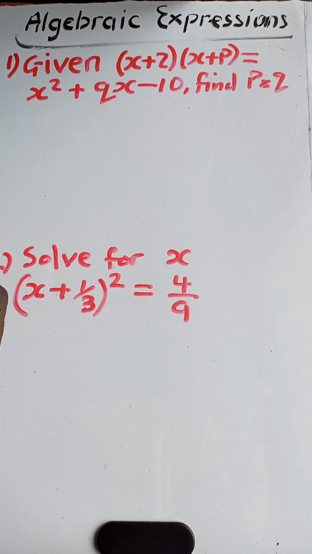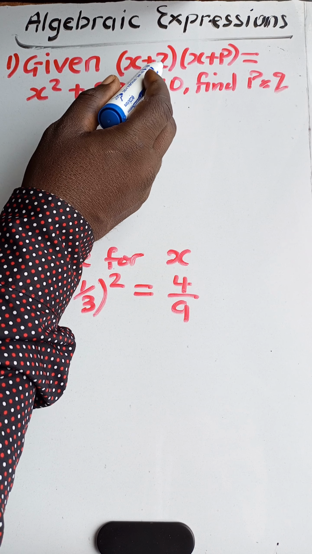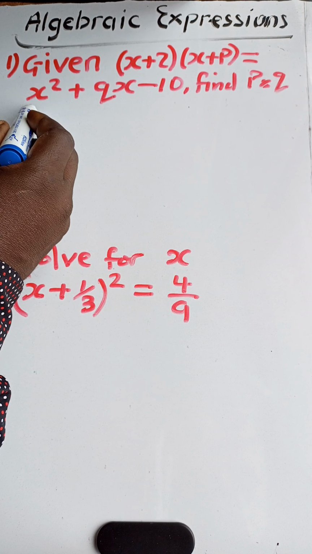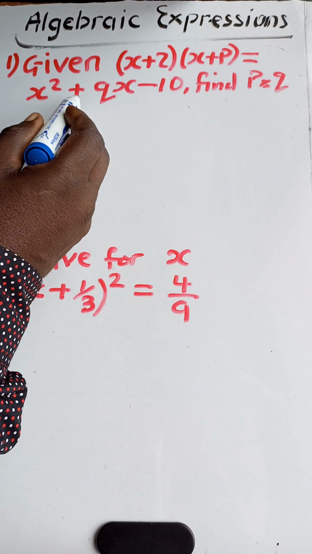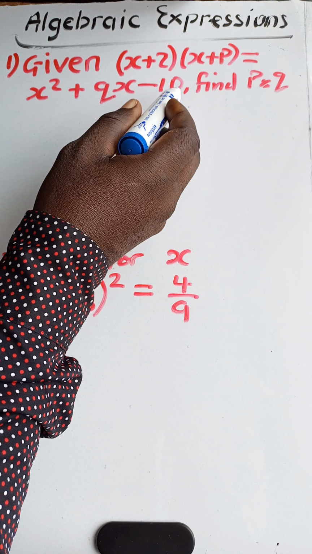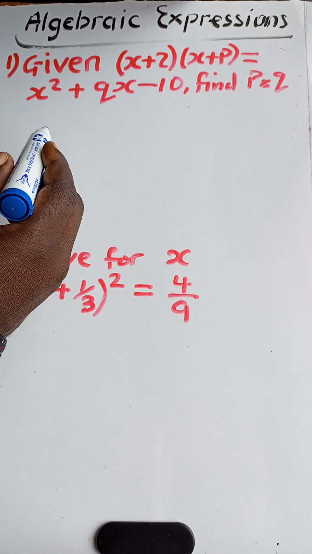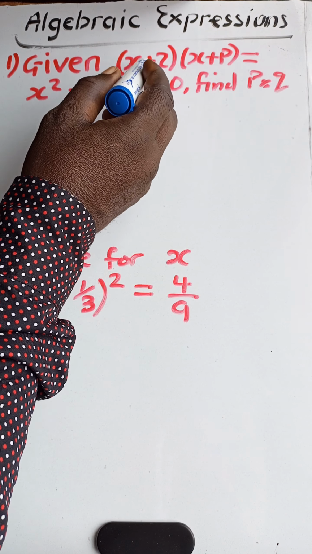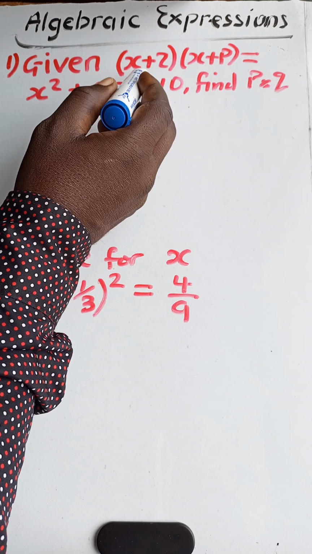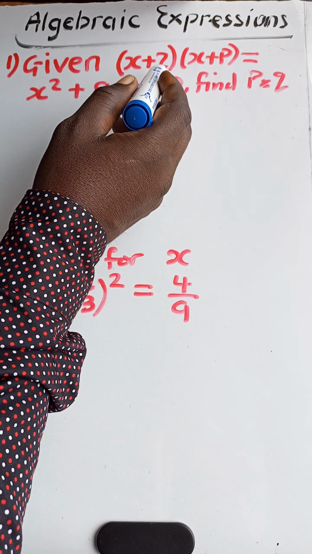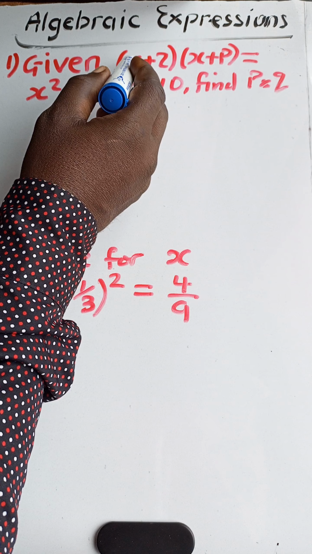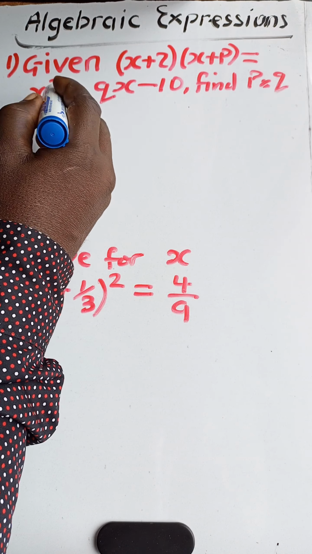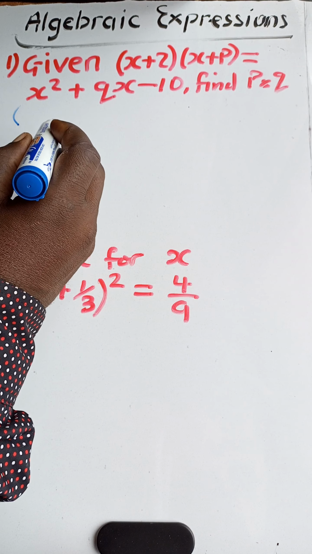Here we are given the question: x plus 2 multiplied by x plus p, giving us this quadratic expression, x squared plus qx minus 10, and we're asked to find the values of p and q. Now x plus 2 multiplied by x plus p, we can see that these are two linear factors and we expect their product to be a quadratic, because the leading term is going to be in x squared.